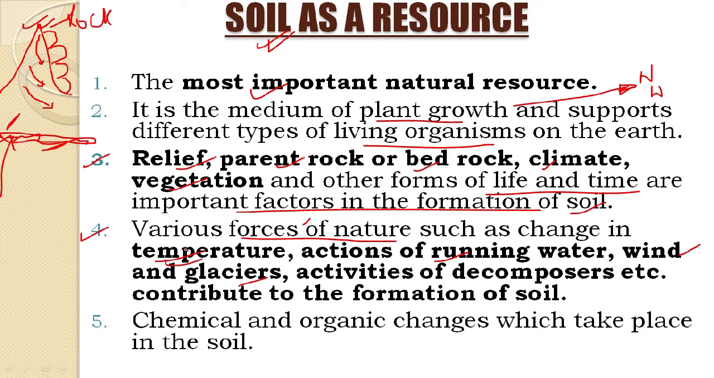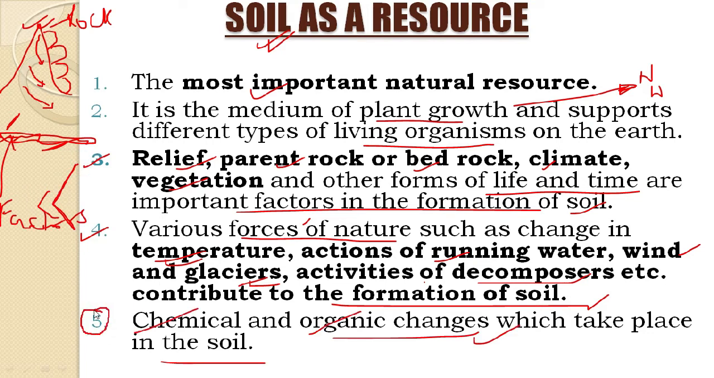We studied about temperature, for example, when we studied about sunlight. So sunlight provides us temperature as well, actions of running water, wind and glaciers. So basically we are here talking about the different agents of weathering and erosion. We also see activities of decomposers contribute to the formation of soil. So point number 3 and point number 4 count as your factors of soil formation. Okay. Now in point 5, we also get to see that chemical and organic changes also take place in the soil, which we will try to get into in the due course of this lesson.